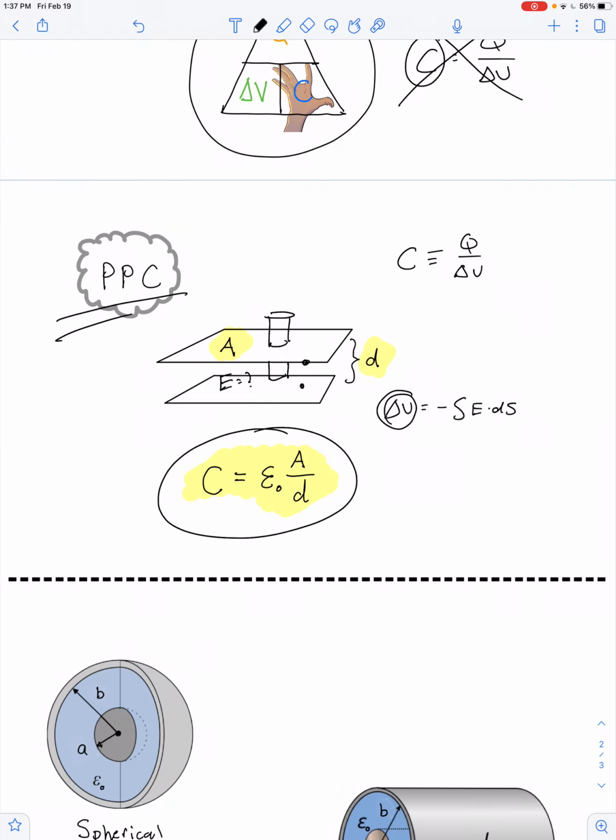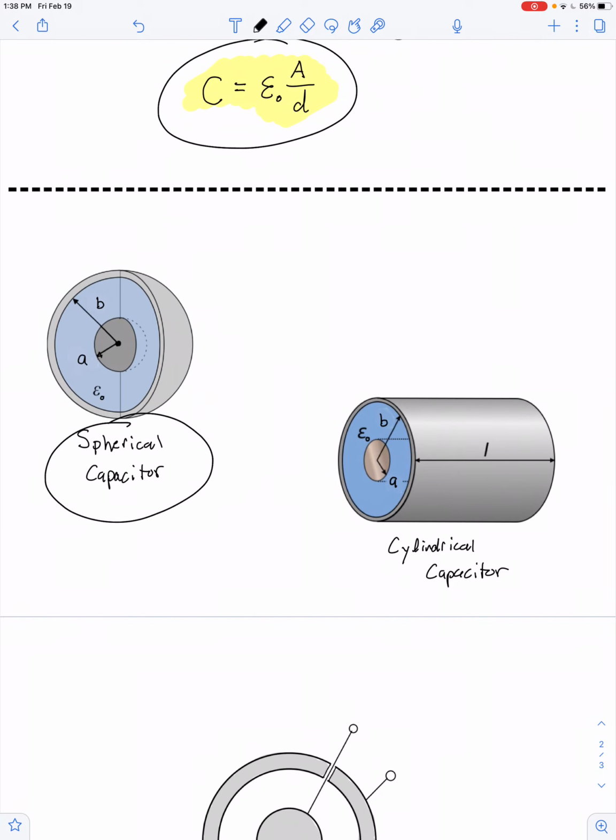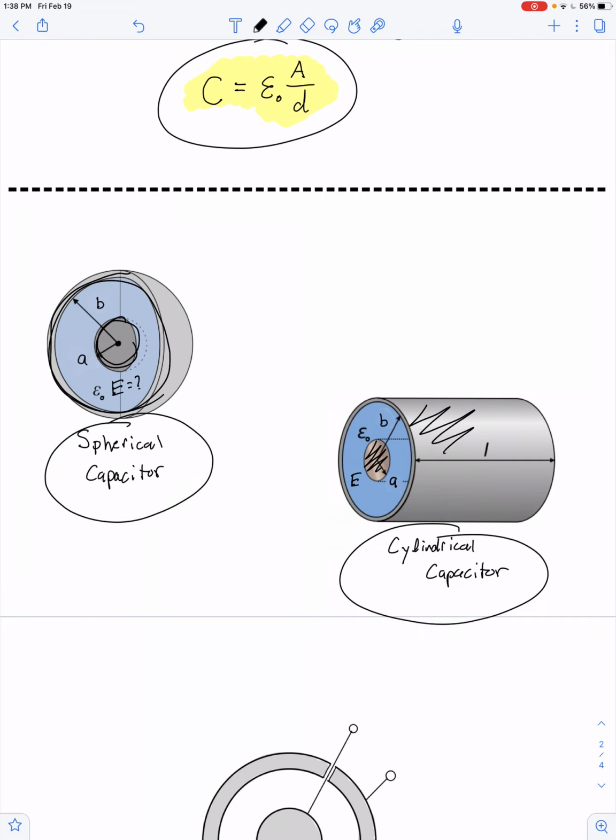Well, the parallel plate capacitor is not the only game in town. We could study spherical capacitors, or we might encounter cylindrical capacitors. In both those cases, we could use Gauss's law to determine what's the electric field in the space between the inner conductor and the outer conductor. Same thing for the spherical capacitor. What's the electric field in the space between the inner conductor and the outer conductor?